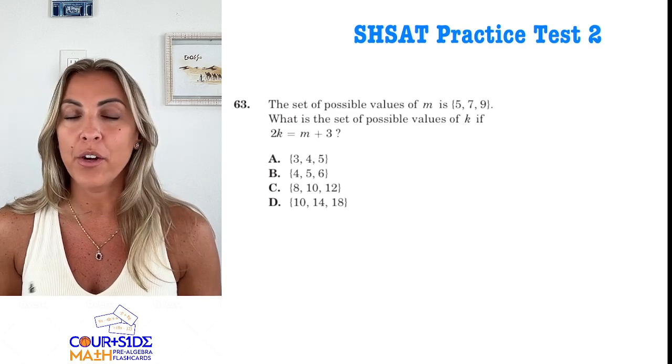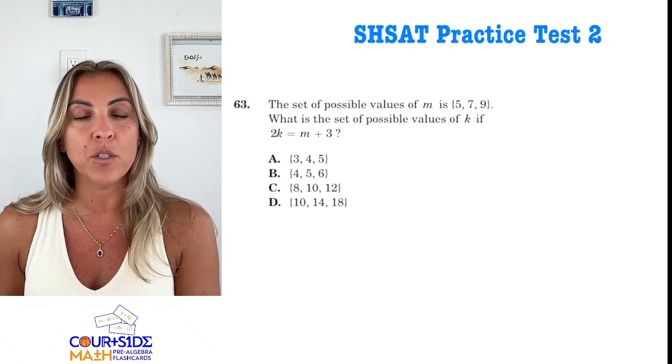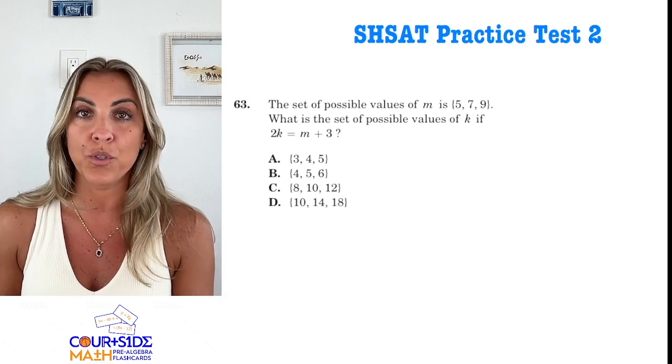Again, put away your calculator, take out a timer, take note of your time so that you can work on your pacing as you get closer to the test, all right?